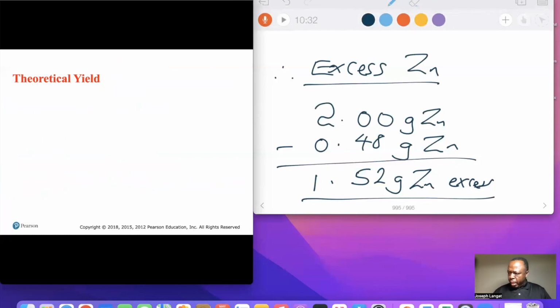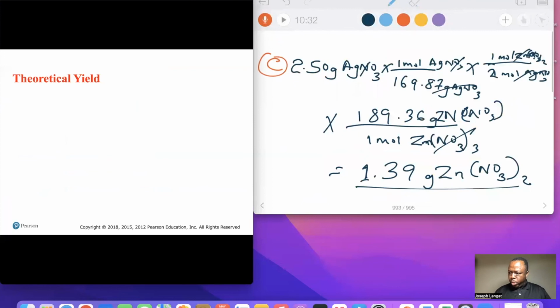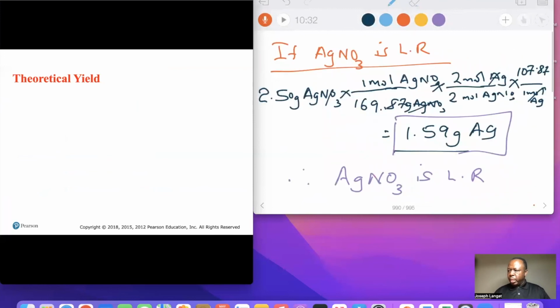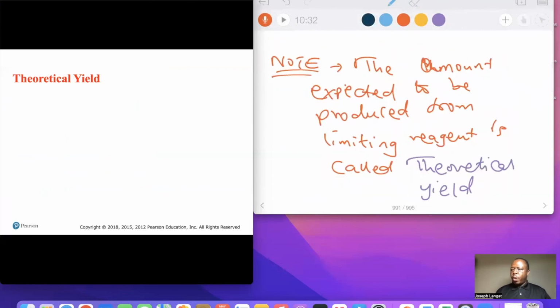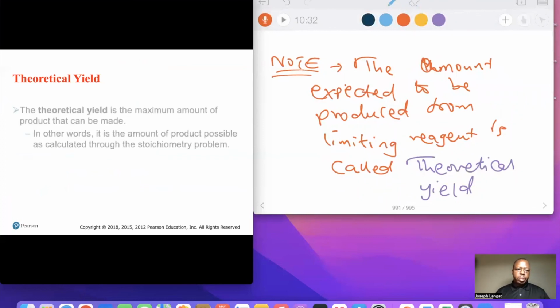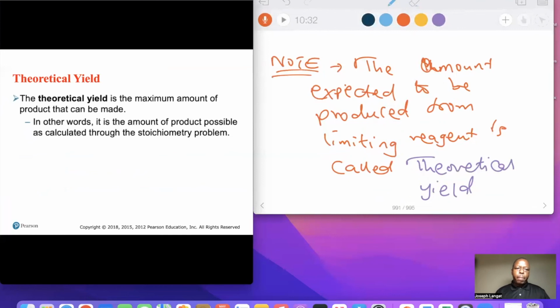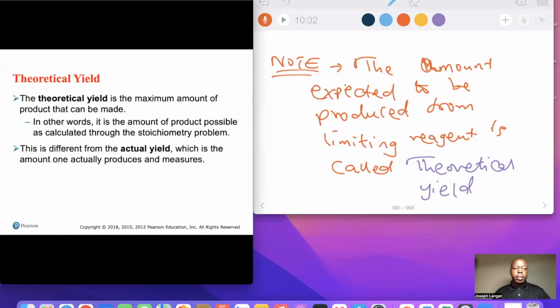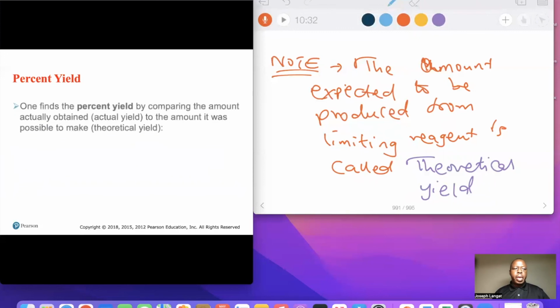Earlier on, I explained to you what theoretical yield is all about. It is the amount expected to be produced from the limiting reagent. Theoretical yield is the maximum amount of the product that can be produced, not the actual. It is the possible amount, from the calculation, not the amount obtained, which of course is the actual yield. This is the experimental, and that is what we will need to find the percent yield.